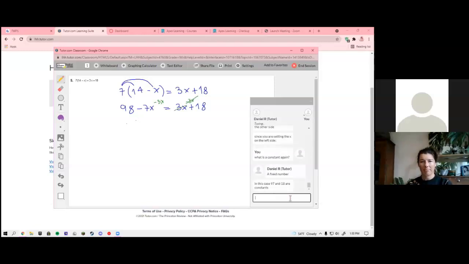In this case, 98 and 18 are constants. What should we do to eliminate the 98 from the left side? We add it to 7x or subtract it. Try one. Let's see what happens. What do you want to do? Add or subtract? Do we add it to 7?